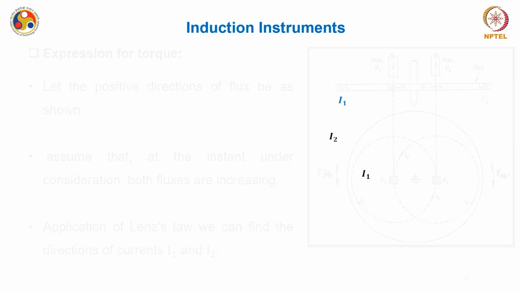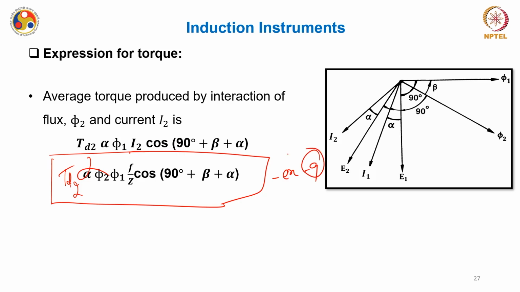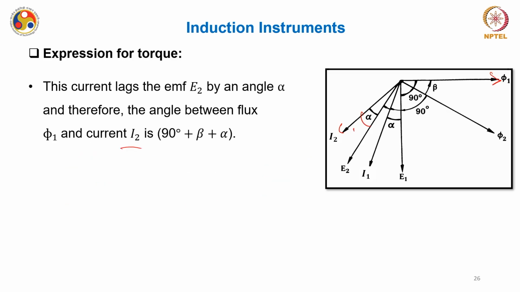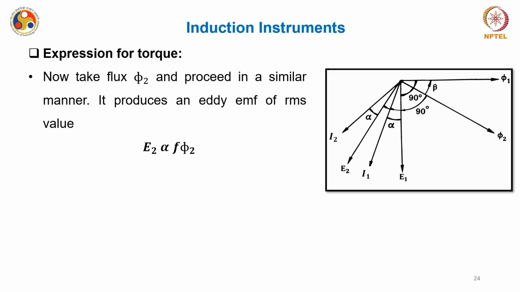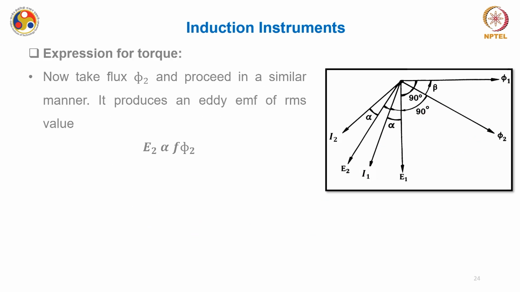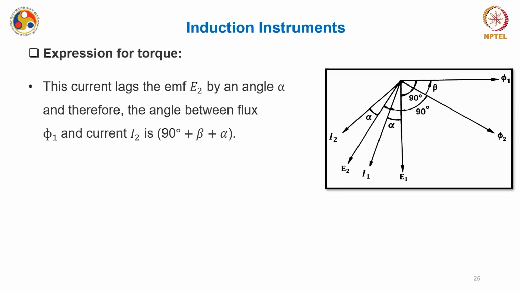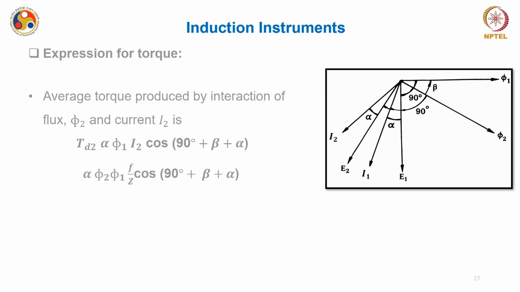Fine. So we have seen these two expressions of torque. This is another expression, I am calling this expression 9. So TD2 is given as phi 2 phi 1 F by Z cos(90 plus beta plus alpha), and we have also seen the expression for torque TD1, which was from expression 7 as phi 2 phi 1 F by Z cos(90 minus beta plus alpha). So these are two different torques, TD1 and TD2. We will be utilizing them to calculate the final torque.